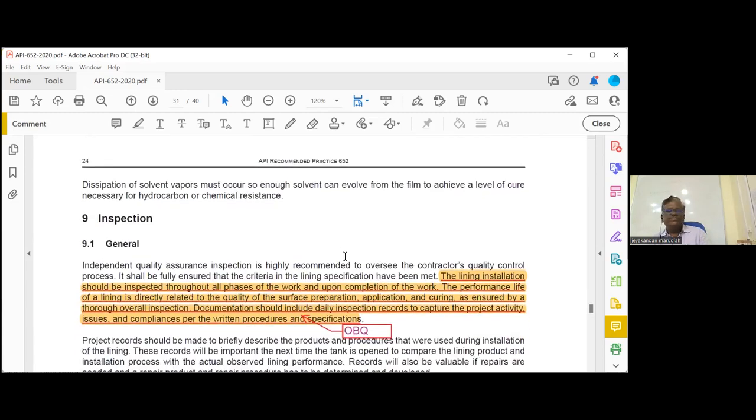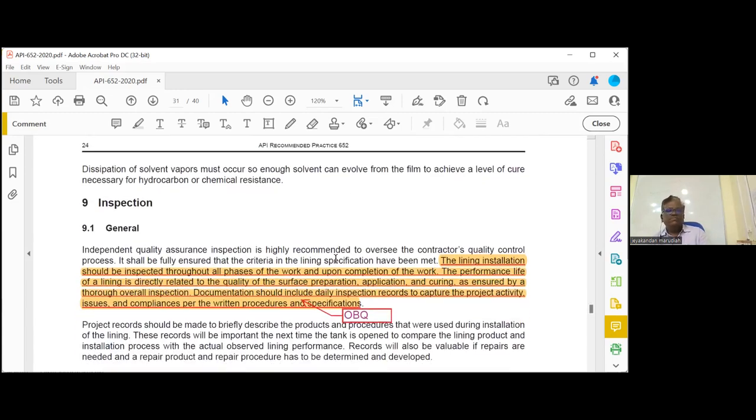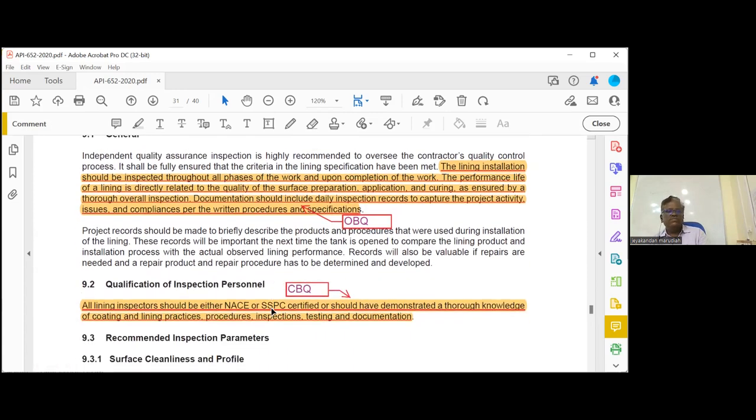Then inspection 9.1. Second line, the lining installation should be inspected throughout all phases of work and upon completion of the work. The performance life of a lining is directly related to the surface preparation, application, and curing. Next line is open book question. Documents should include daily inspection record. We should inspect daily. Daily progress, we have to inspect it. Daily inspection report, you have to prepare to capture the project activity, issues, and complaints for the written procedure and the specification. That is an open book question.